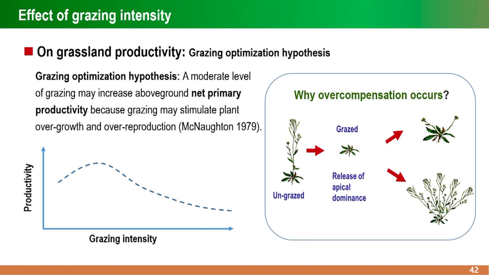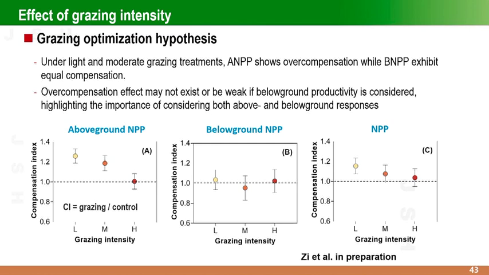associated with this kind of grazing activities. According to our experiment, we find above ground NPP and below ground NPP, they are over-compensation, we calculated the compensation index. We found the above ground NPP follows this kind of over-compensation. But there's no over-compensation for the below ground. So there's over-compensation for the above ground at the cost of the below ground. But for the total NPP, there is no big change, it follows the above ground NPP, but it's not much response.